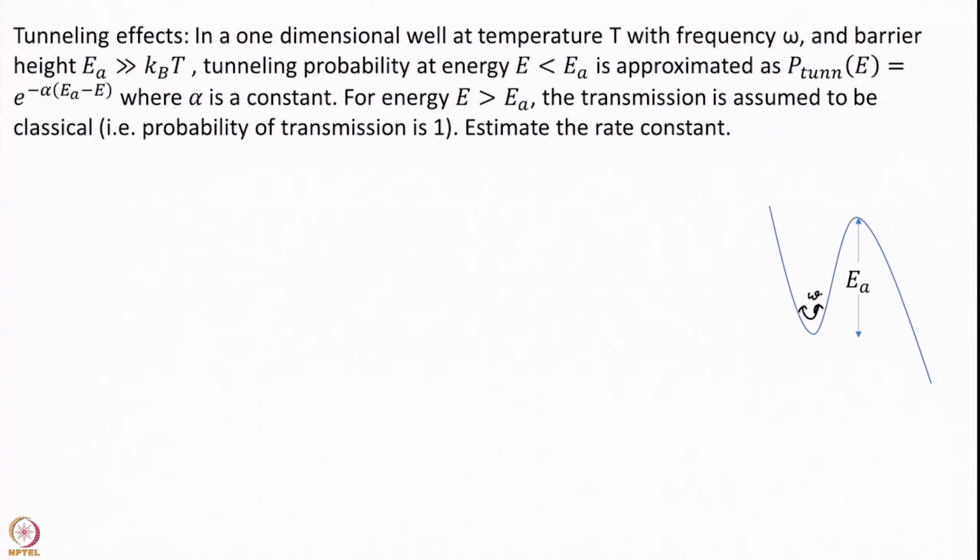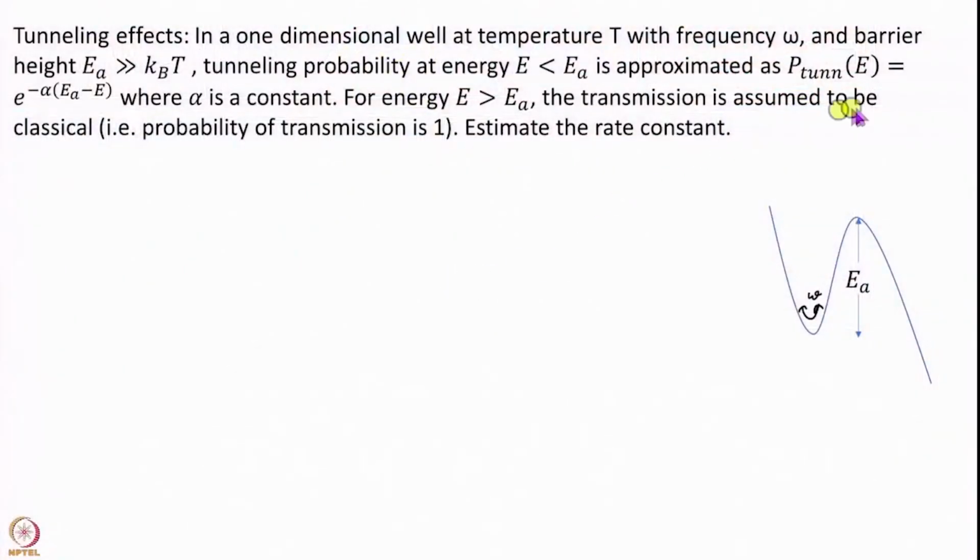So, some modules ago, 5-6 modules ago, we solved this problem without any tunneling. So, you can go back to that module, see how we solved this problem, and now the question is, can you also include tunneling effects in it? So, what I have provided you here is that the probability of tunneling at an energy E less than EA is given by this formula, where alpha is some constant, and for energy greater than EA you can assume that the transmission is 1. Okay. So, now can you estimate the rate constant? You can make any approximations or assumptions that you want to make. Pause the video and attempt this problem on your own.